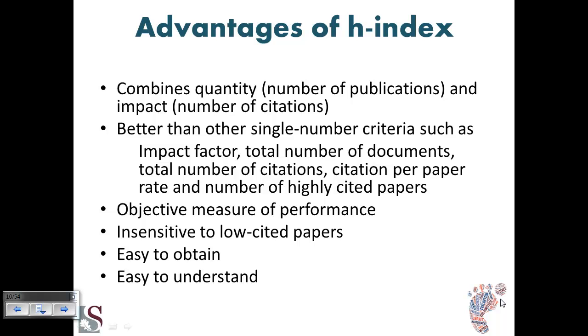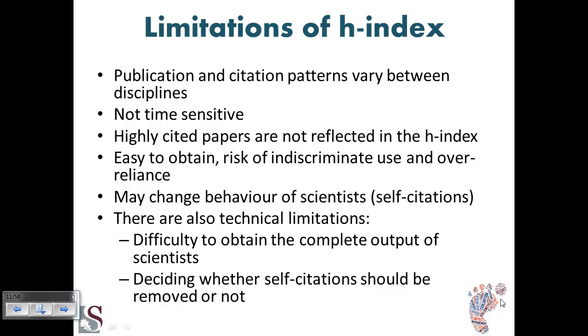But then there are also limitations of the H-index. Publication and citation patterns vary between subject fields. So the H-index should not be used to compare scientists from different disciplines. Some fields have a high publication citation rate, for example, neurosciences, life sciences, pharmacology, and toxicology, just as examples. But some fields have a low publication rate or citation rate, and that is, for example, mathematics, computer science, arts and humanities.